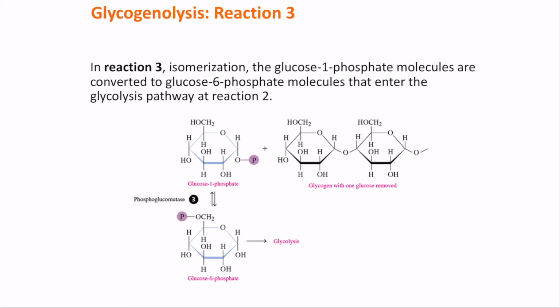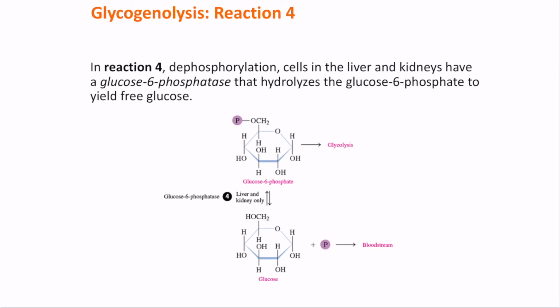Now in reaction 3, what's going to happen? You have isomerization of the glucose 1 phosphate molecules to form glucose 6 phosphate, which then enters the glycolysis pathway at reaction 2. Remember that all of these are happening inside a chain of reactions that are helping one another. The main process of production of energy is glycolysis, but the products that you end up storing can come back to the pathway at some point.